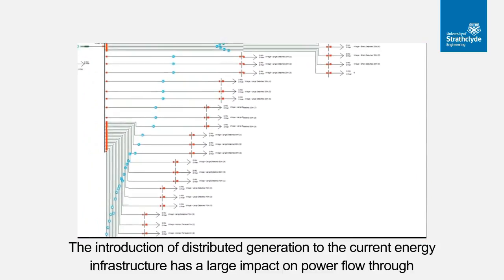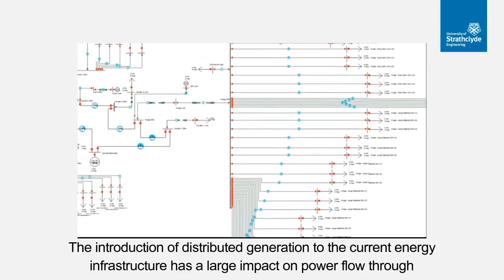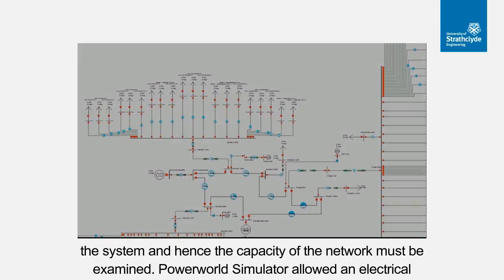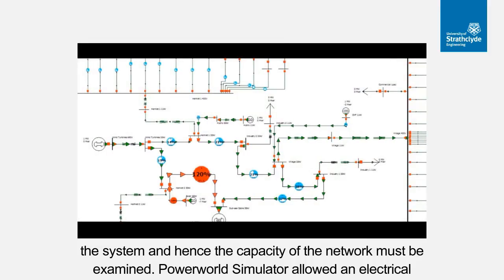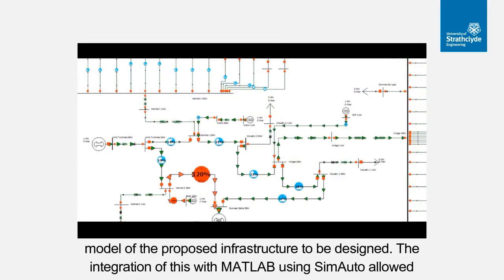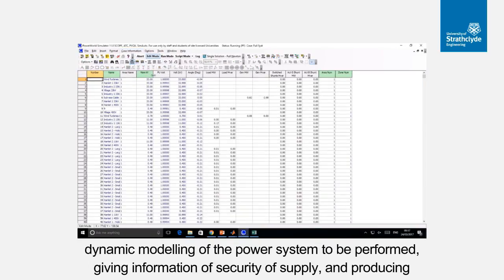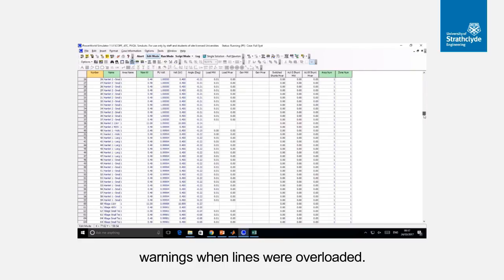The introduction of distributed generation to the current energy infrastructure has a large impact on power flow through the system, and hence the capacity of the network must be examined. PowerWorld Simulator allowed an electrical model of the proposed infrastructure to be designed. Integration of this with MATLAB using SimAuto allowed dynamic modelling of the power system to be performed, giving information on security of supply and producing warnings when lines were overloaded.